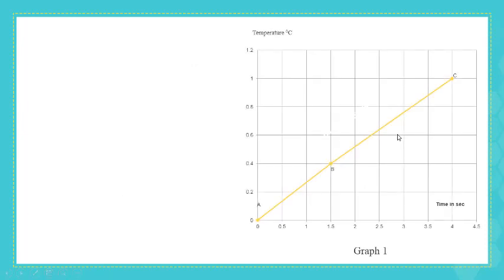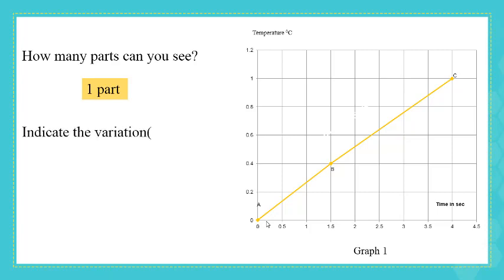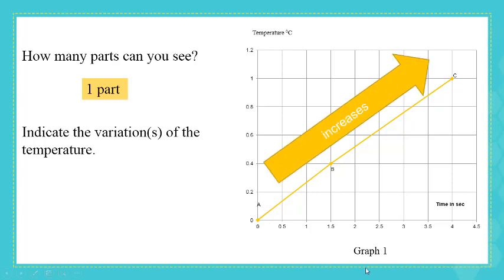Now, graph 1. How many parts can you see in this graph? Surely, one part. Indicate the variation or the variations of the temperature in this graph. The variation can be increase, decrease, or remains constant. In this graph, the variation is increase.